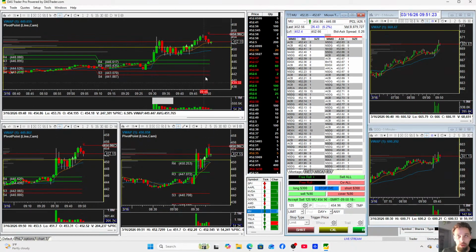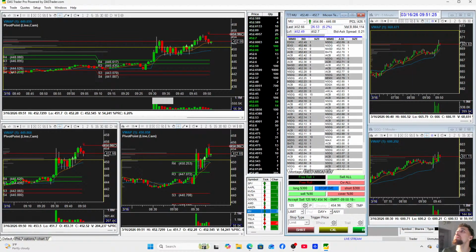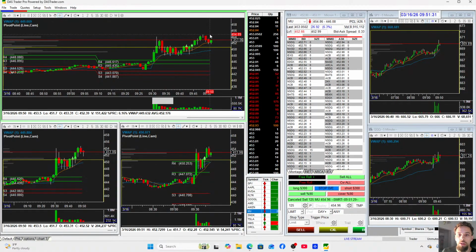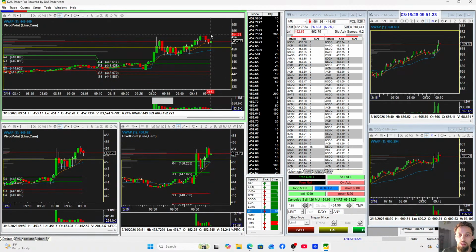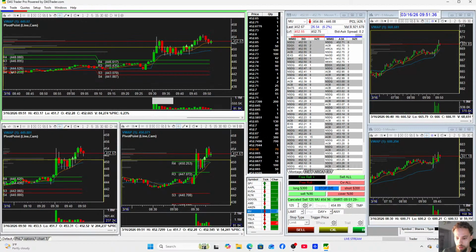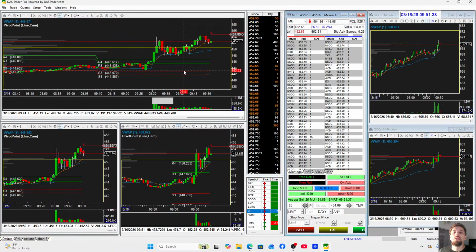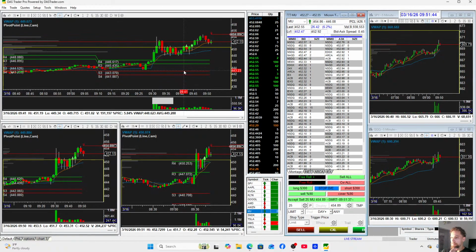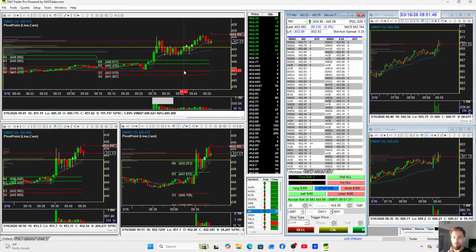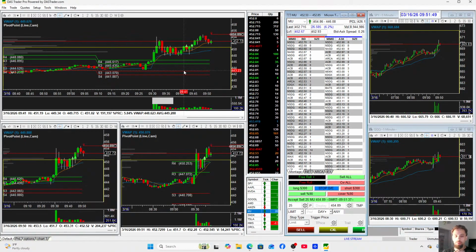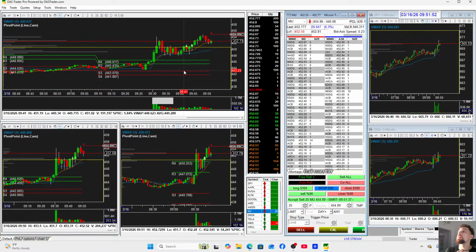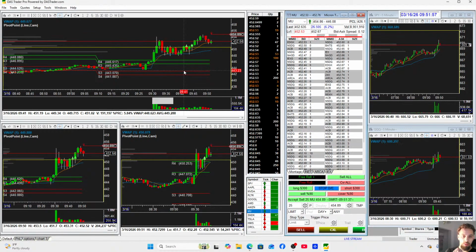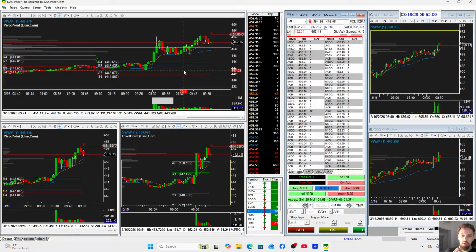Some decent buyers there. 455 has almost 50,000 shares to get filled. So let's see what happens here, guys. SPY's still looking rather bullish to me. Qs is looking rather bullish. Can we squeeze the 455? That's the question.